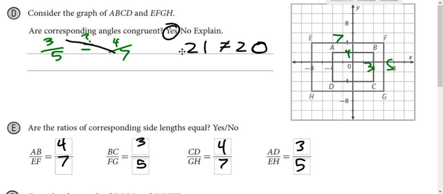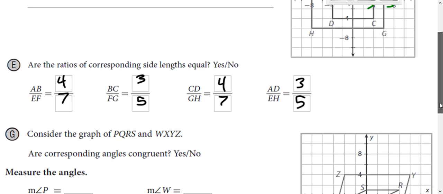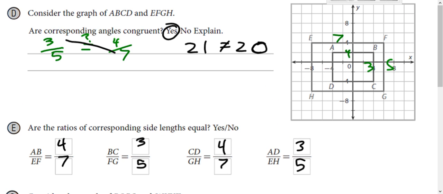So this about the side length ratios, that tells us they're not the same, so they are not similar figures. So all rectangles are not similar. Even though they have the same angles, they don't have the same ratios.